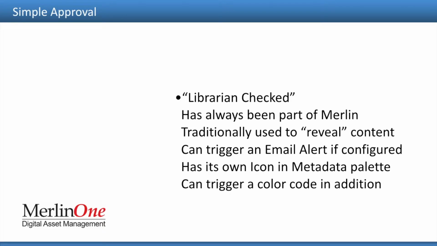What's useful about it is it has its own icon in the metadata palette. Again, it's been part of the Merlin workflow for a number of years. And you can also have it trigger a color code in addition to the icon, and I'm going to show you that. But before we get to that, let's talk about the other types of approvals.